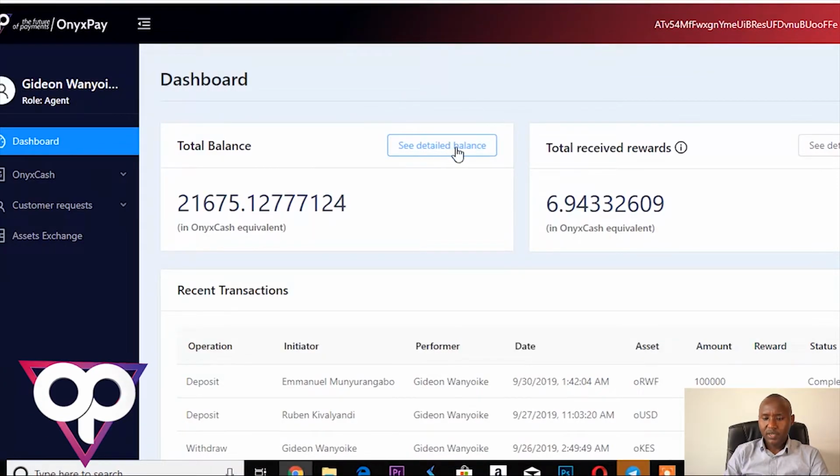This video is meant to help you familiarize yourself with the agent portal or the agent account. So you can see here, this is an agent account. You can see that this agent has 21,675 thousand Onyx cash equivalent. Now remember, an agent holds Onyx cash, but for him to be able to deposit some e-value to clients, he needs to exchange Onyx cash to what you call Onyx assets.